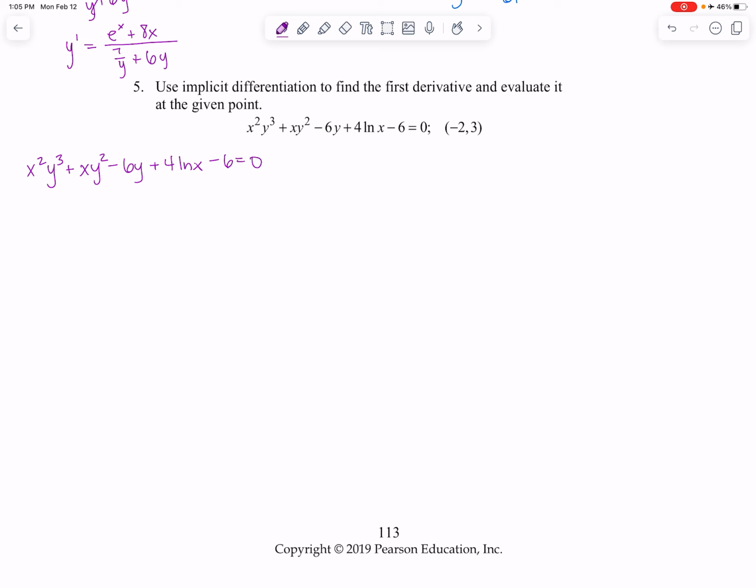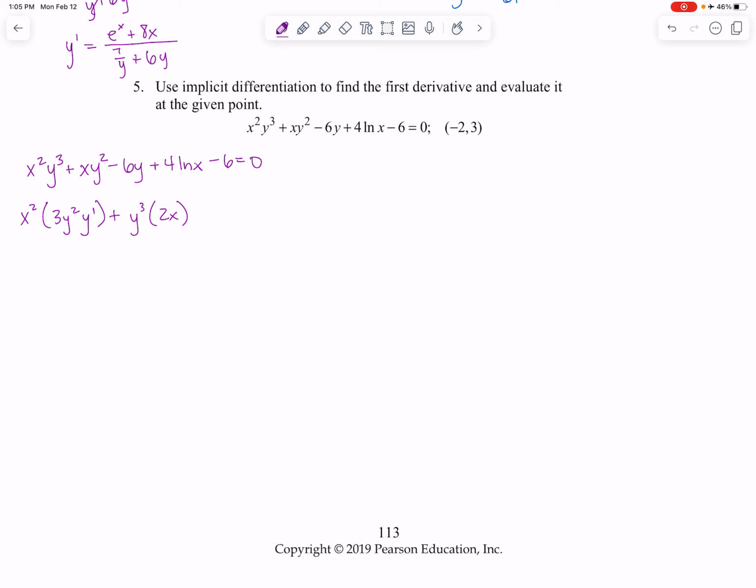Now let's take the derivative. So now we have a product, the first times the derivative of the second, derivative of y cubed, 3y squared, y prime, plus the second, y cubed, times the derivative of the first, 2x.